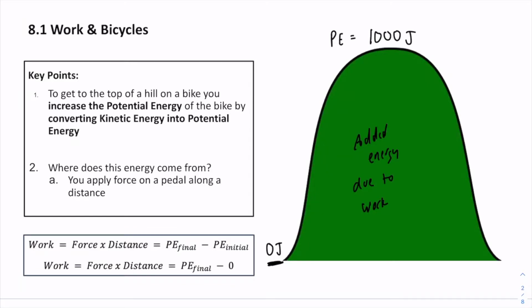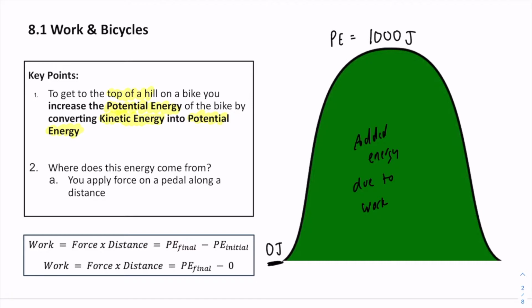fact. To get to the top of a hill, when you're biking, you're increasing the potential energy of the bike, right? Because the bike, as you go further and further up, wants to roll back down the hill. And you're doing that by converting the kinetic energy of your legs into potential energy. So just like when we talked about previously with mousetrap cars, where does the energy come from? How do we get that kinetic energy to potential energy?